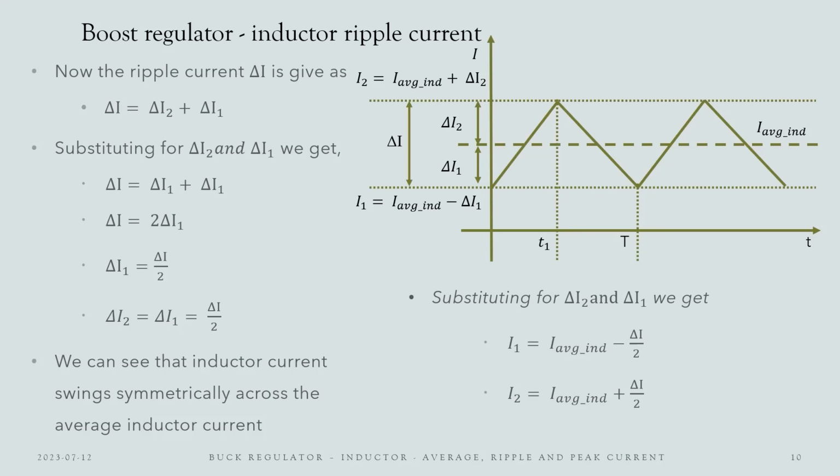We know that delta I is split into delta I1 and delta I2. This means delta I is equal to delta I1 plus delta I2. Since delta I2 is equal to delta I1, we can write delta I is equal to 2 delta I1. On further simplification, we get delta I2 is equal to delta I1 equal to delta I by 2. This means inductor current swings symmetrically across average inductor current. With this, we can replace delta I2 and delta I1 with delta I by 2 in I1 and I2 to get this equation.